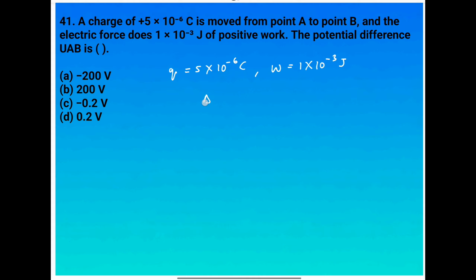So we know that potential difference is equal to the work done in carrying a unit positive charge from point A to B. Work done is given as 1 into 10 raised to power minus 3, and charge is given as 5 into 10 raised to power minus 6. When we solve this, it will become 200 volt. So according to this, option B is correct.